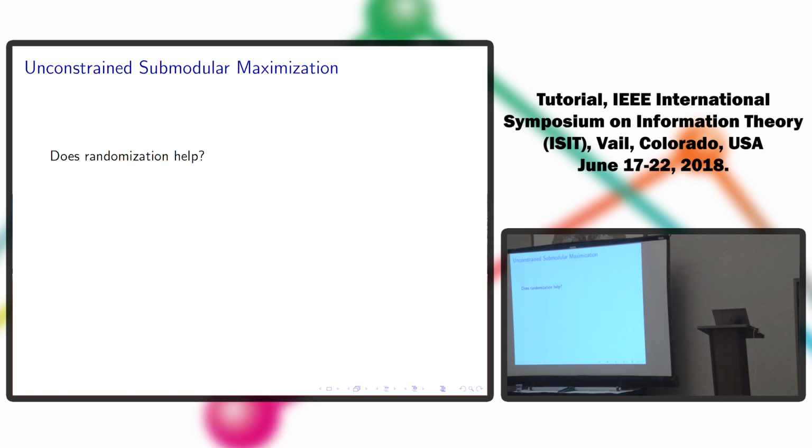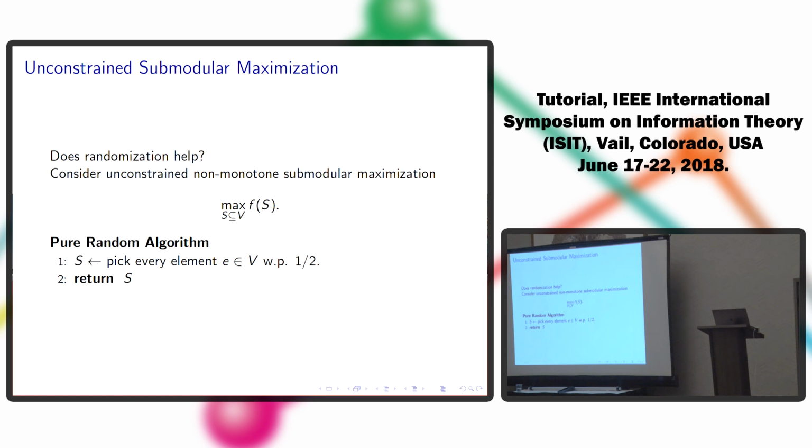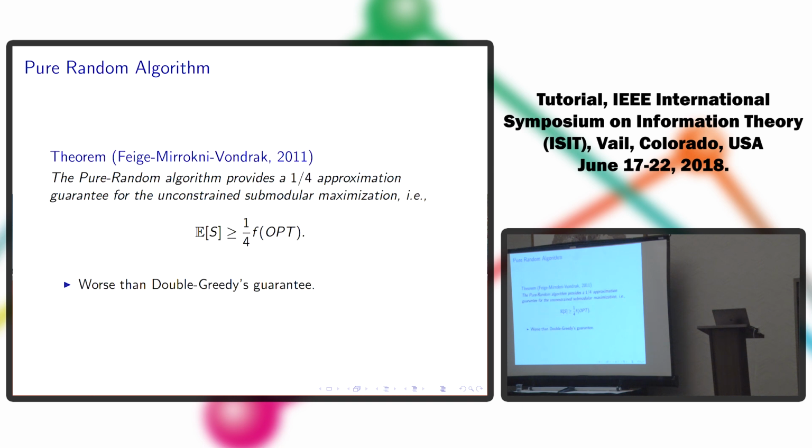Good. So how about unconstrained submodular? I just talked about the constrained version, but okay, unconstrained submodular maximization. How can randomization help there? Here is a trivial algorithm. I don't have any constraints, so I can pick any set. Let me pick a set completely at random. Basically, I pick any element with probability 1/2. Does that work? Any idea? It turns out it works, even though it is completely surprising.